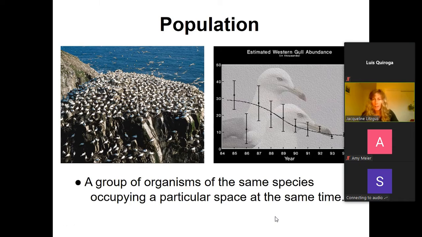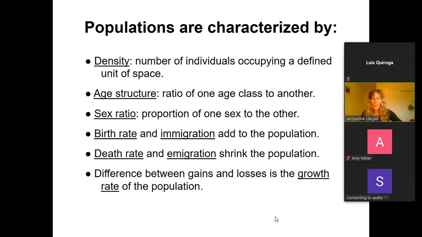So that's the number of Western gulls in a particular place at a particular time. And in this case, per year is the time frame. Okay. All right. So populations are characterized by several different features.